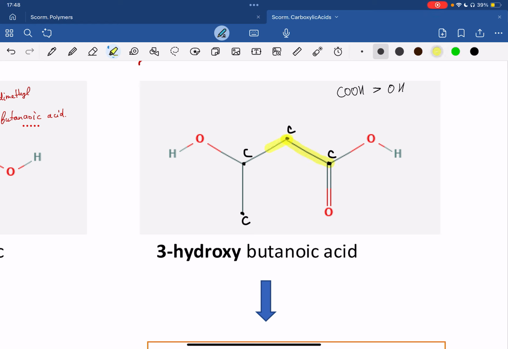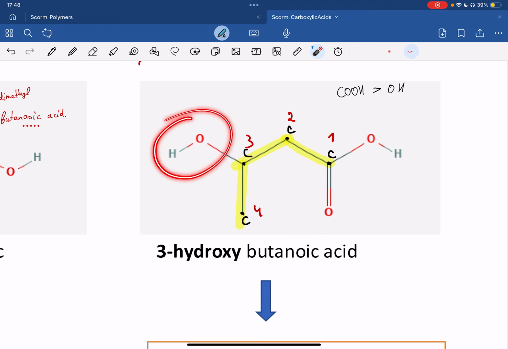So we start in here, we don't stop in here. Remember, the parent chain should start with a carbon and should end with a carbon. It should be an end terminal carbon. So this is the longest chain. And where should we start numbering? We have to always start numbering from the carboxylic acid part. So we have 4 carbons, butanoic acid.